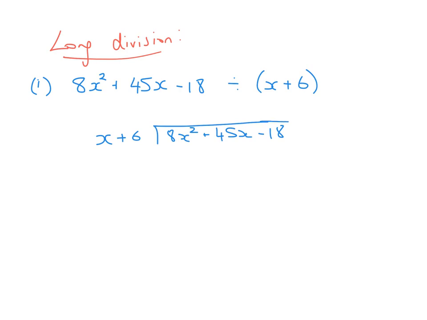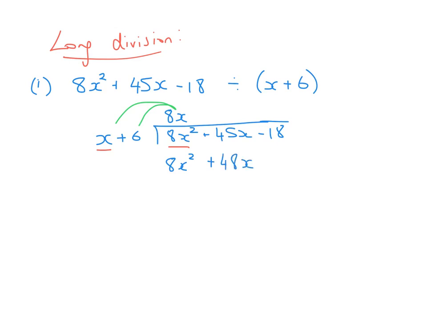So the way that we do it to start off with is we take the term on the outside, which is x, and we divide it into the term on the inside. So we say, how many times does x go into 8x squared? Or another way of saying it is, what do I multiply x by to get 8x squared? And that is going to be 8x. The next thing you do is you take that term and you multiply it by the two outside terms. So 8x multiplied by x gives me 8x squared, and that should always be the same as what's above it. And then 8x multiplied by 6 gives me 48x.